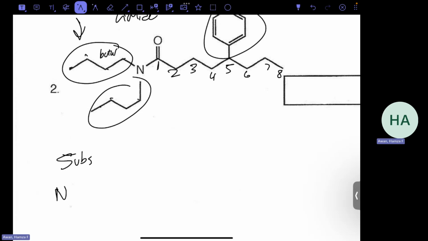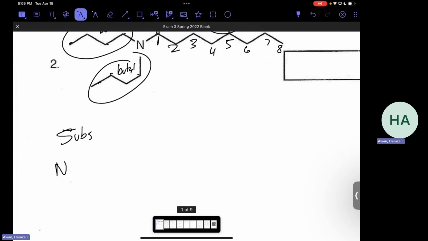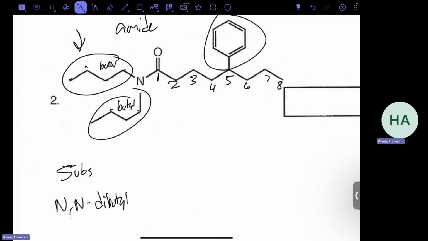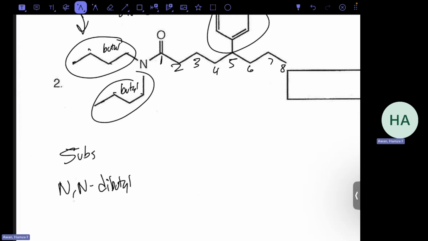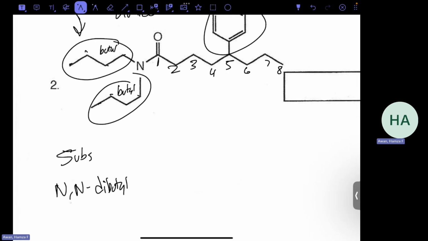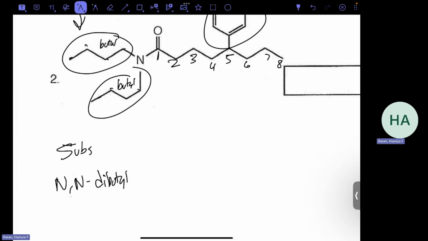And 1, 2, 3, 4. So two butyl groups, right? So in this case, we have to put N comma N and then dibutyl because we have two butyl groups. And we're not going to say that it's on one N or like 2N, right? This is just saying that it's connected to the nitrogen. So N,N-dibutyl. And you do have to put both N's. If you just put one N, I'm pretty sure you can't do that.